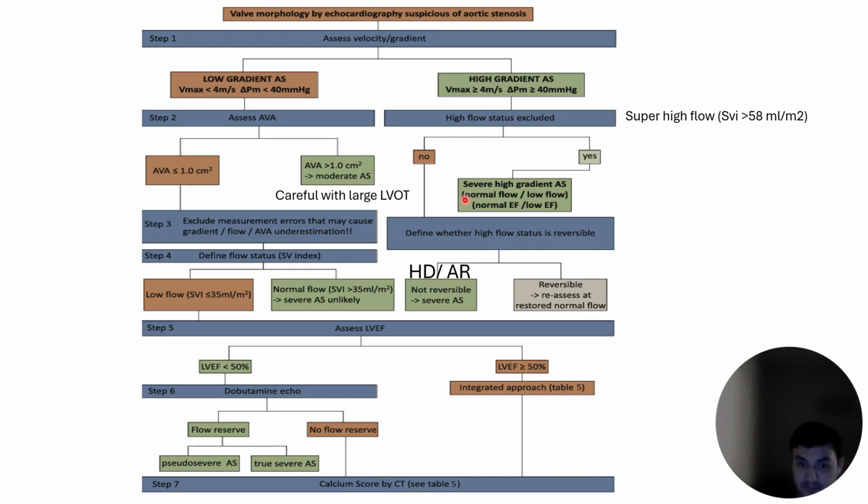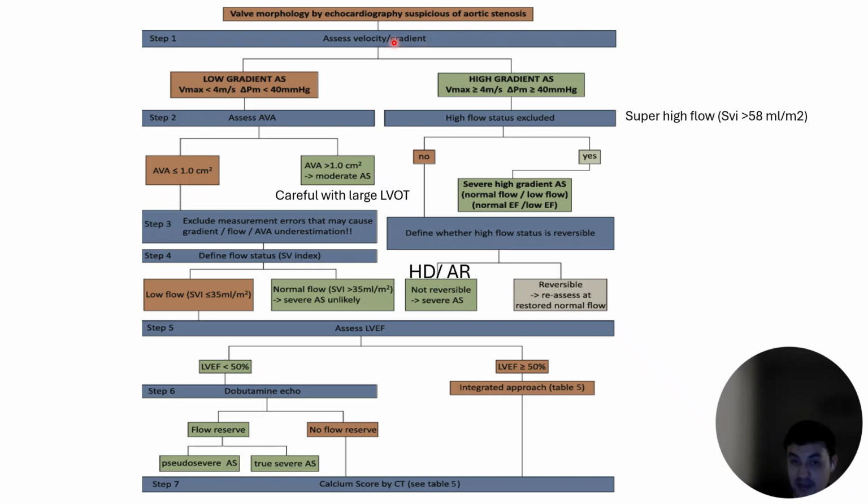If that is not the case, you may have severe aortic stenosis. If that is the case, you have to see if this is reversible versus irreversible. For example, it's not reversible if the patient has aortic regurgitation, or the patient is on hemodialysis, meaning you have a shunt; you have severe aortic stenosis. It is reversible if the patient is pregnant, has thyrotoxicosis, or is anemic. You have to reassess when those pathologies are corrected.